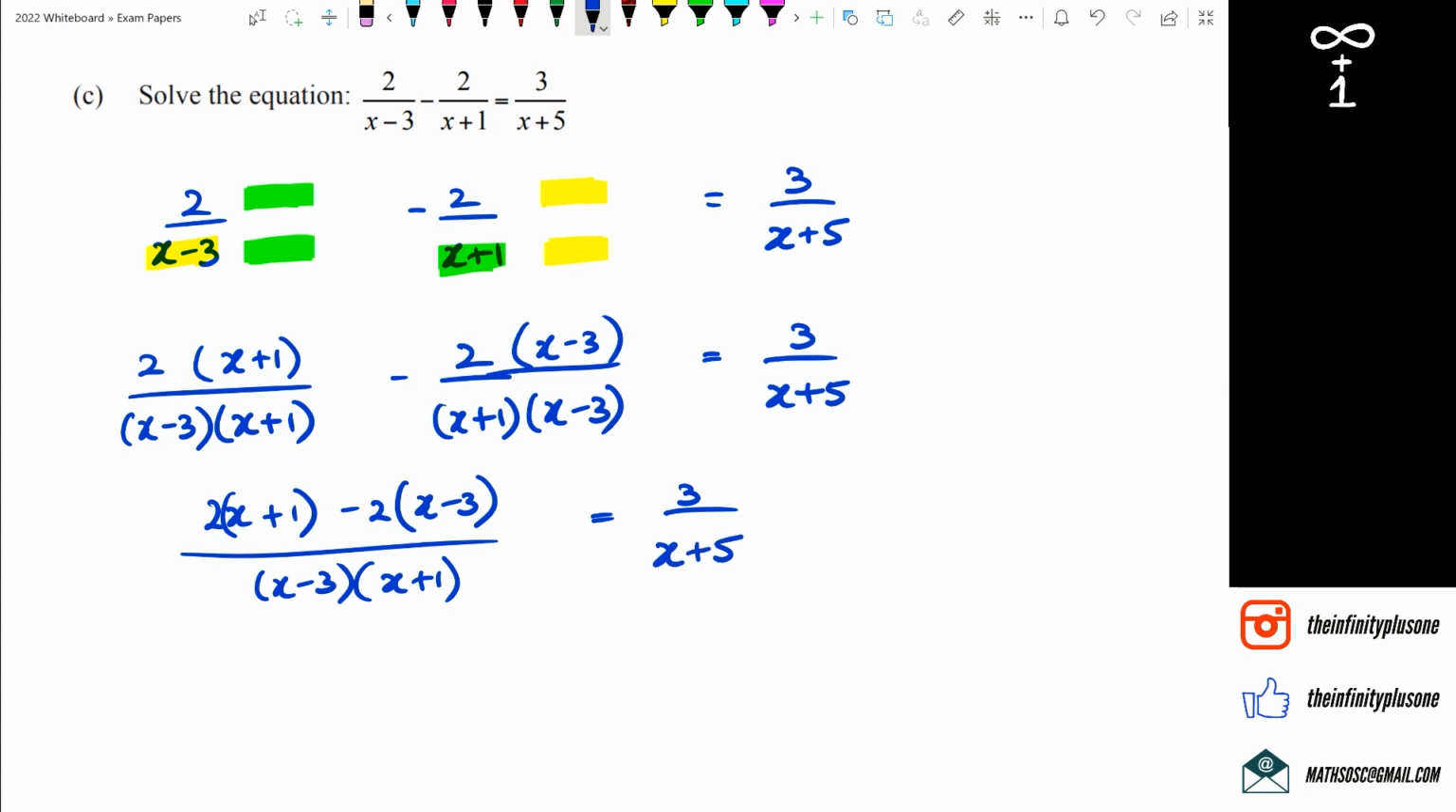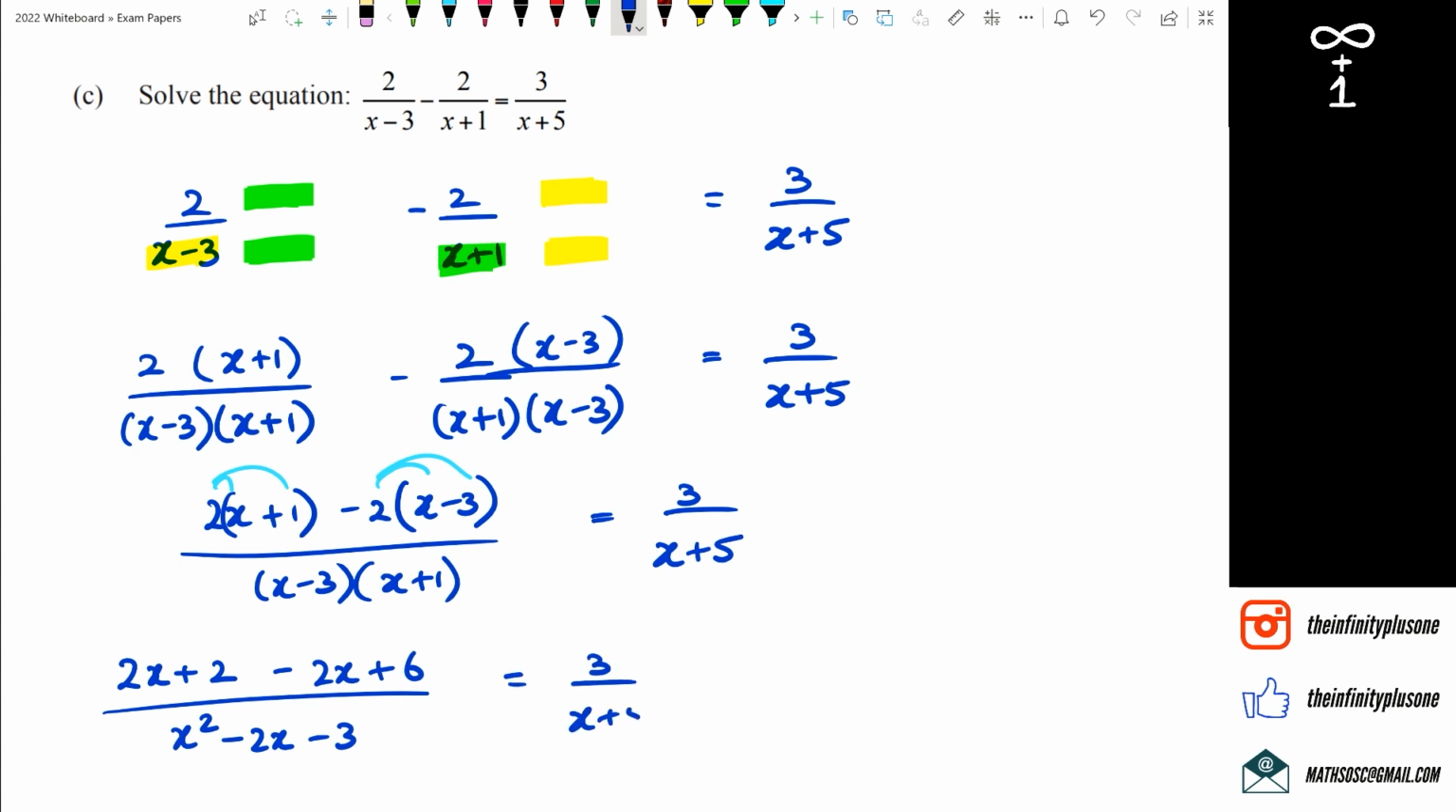So I've got to expand all the brackets out, right? So in the top numerator, I've got 2 times x and 2 times 1, which is going to be 2x plus 2. Then I've got negative 2 times x and negative 2 times 3, which is going to give me negative 2x plus 6. And in the denominator, I've got x minus 3 and x plus 1. I'm going to expand it, which is x squared minus 2x minus 3. And all of this is equal to 3 over x plus 5.